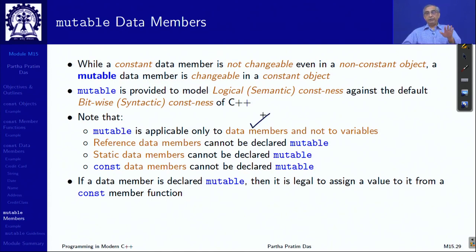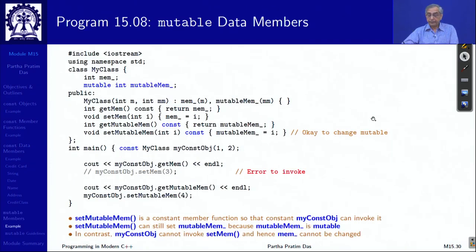Right? That is a specific semantic context in which it comes in, and it is applicable only to data members. There is nothing like a mutable variable. Reference data members cannot be mutable. Static data members, which we have not discussed yet, cannot be mutable. Constant data members obviously cannot be mutable. Right? So, if a data member is declared mutable, then it is legal to assign a value to it from a constant member function, which is not possible for other cases.